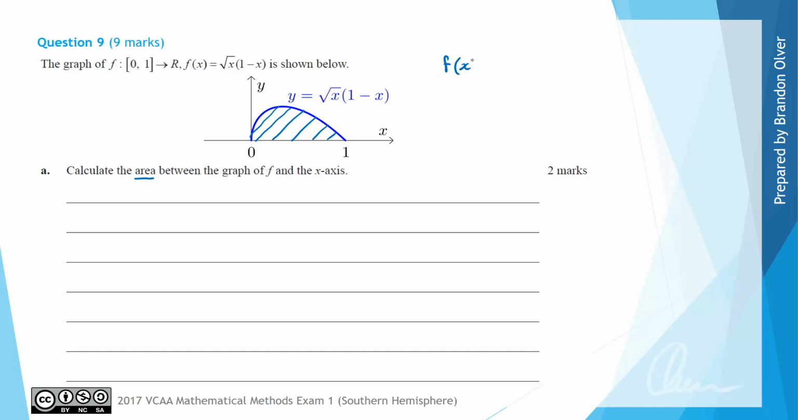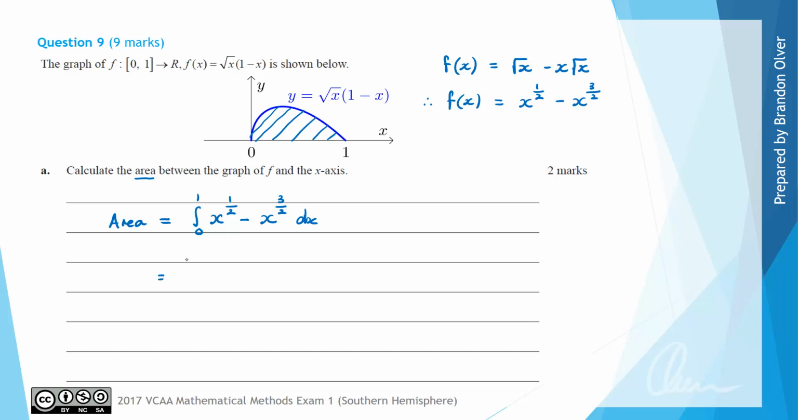So f of x, if we expanded the brackets, would give the square root of x subtract x square root of x. Therefore, f of x could also be expressed as x to the power of a half minus x to the power of 3 on 2. That's just going to make the integration a little bit easier in a moment. So the area is equal to the integral between 0 and 1 of x to the power of a half minus x to the power of 3 on 2 dx.